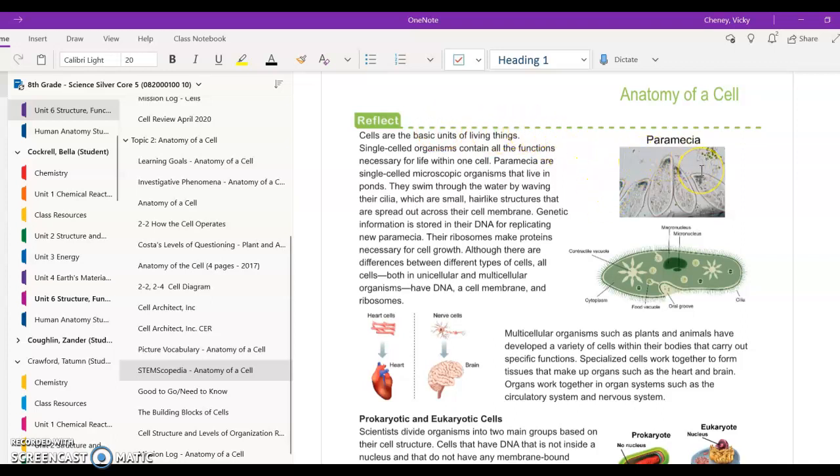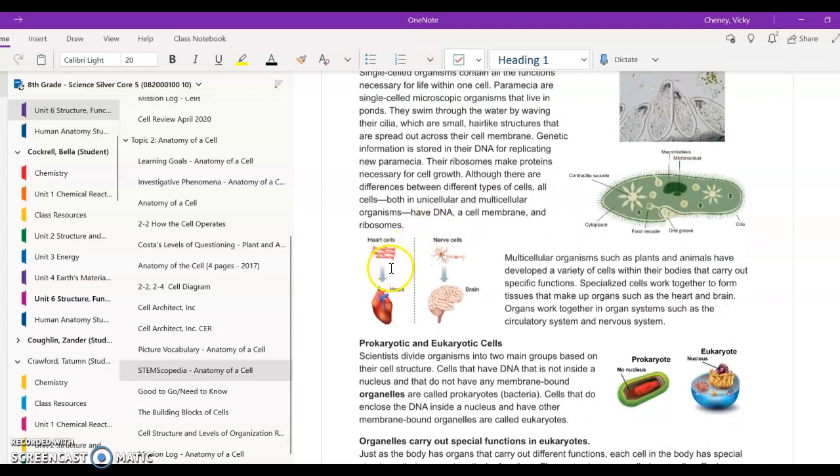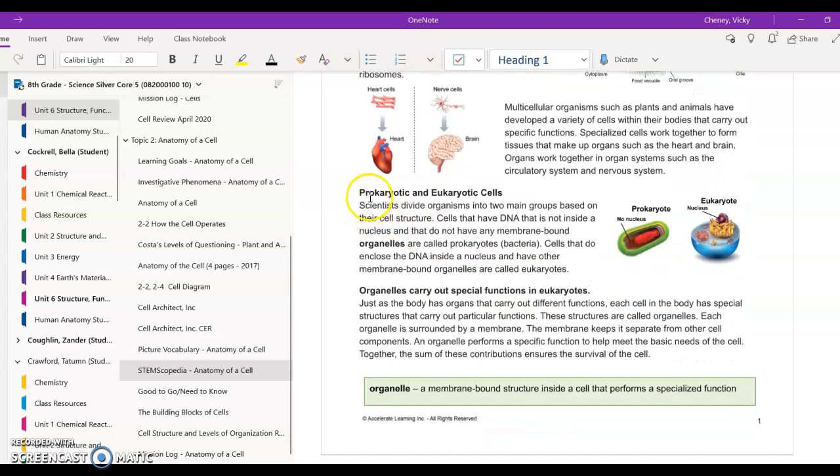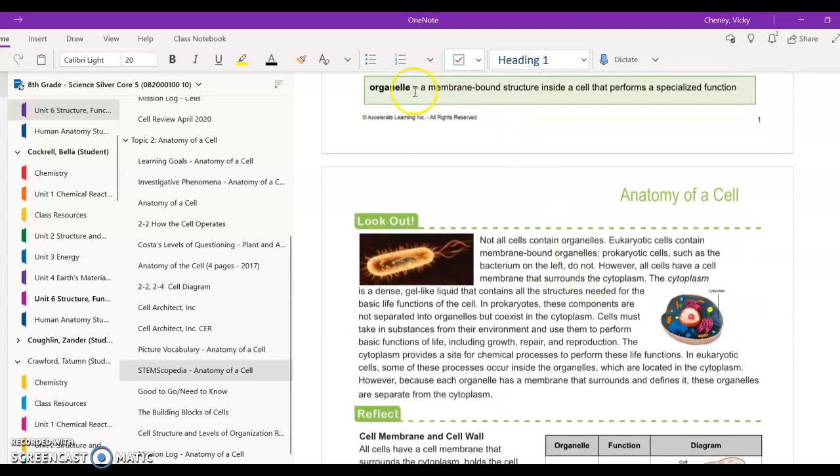Shows up paramecia and the different cells like heart cells and nerve cells. So heart cells will be a muscle cell that is a cardiac muscle cell, where a nerve cell is going to be a neuron. We'll learn a little bit more about that when we study the body systems. A little bit of a review of prokaryotic and eukaryotic cells. I always try to say eukaryotic cells are what you and I have, because we are multicellular organisms. And so we have different organelles, which are a membrane-bound structure inside a cell that performs a specialized function.